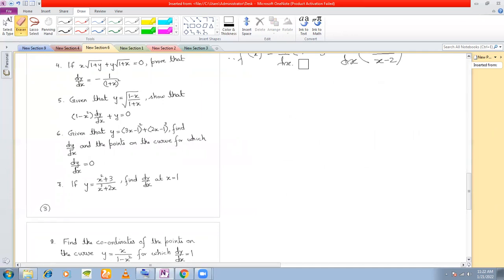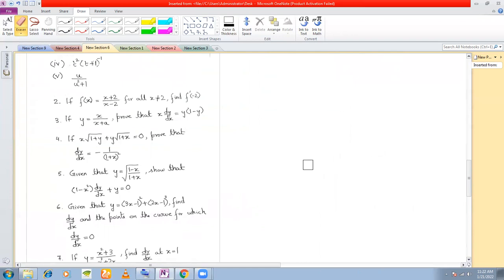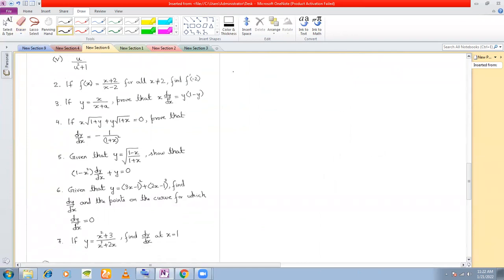Question number 3. Number 3, interesting question. Given y is equal to x by (x + a), what do you need to prove? To prove x dy/dx is equal to y into (1 - y), right? This is what you have to prove.